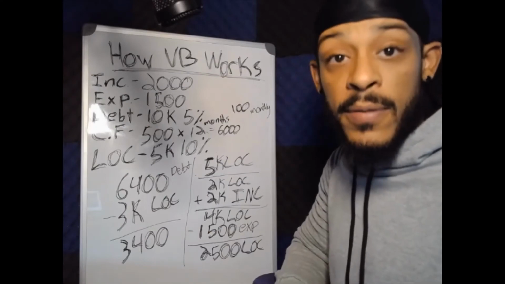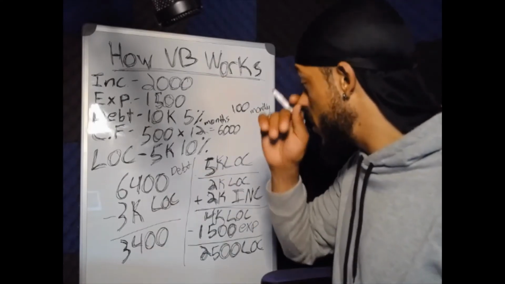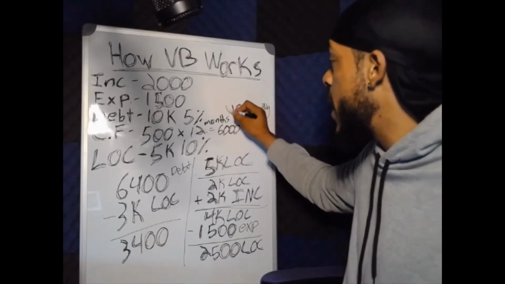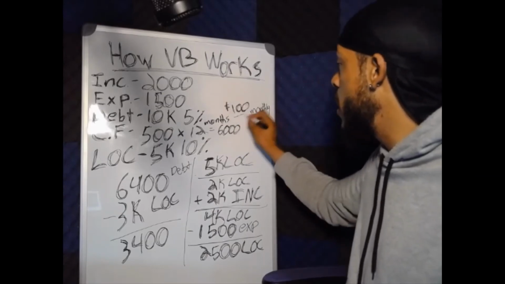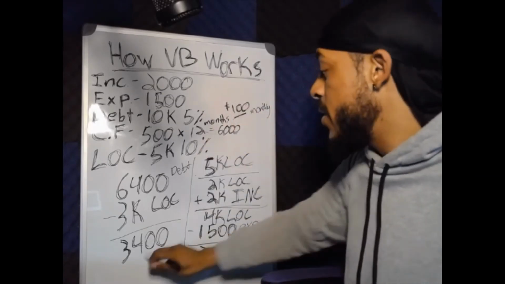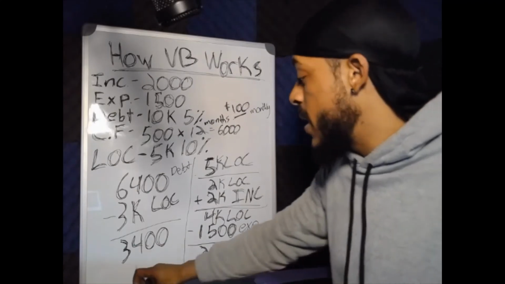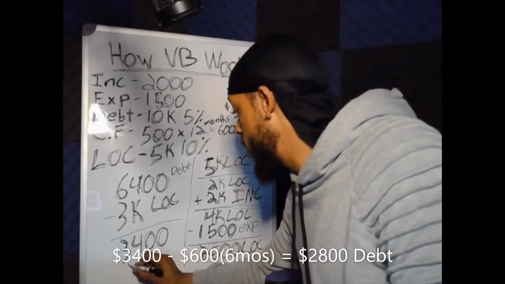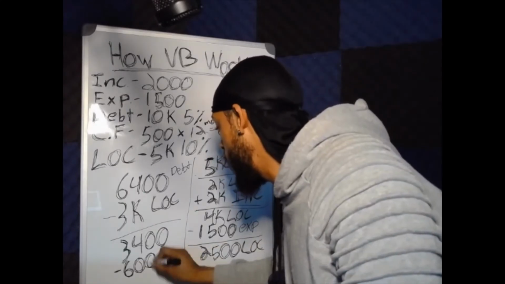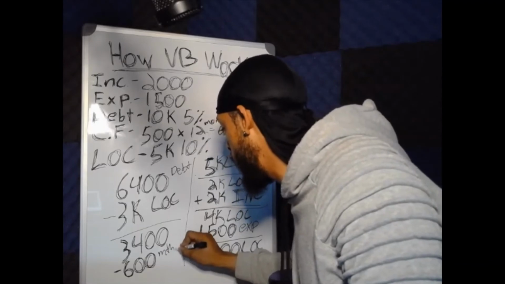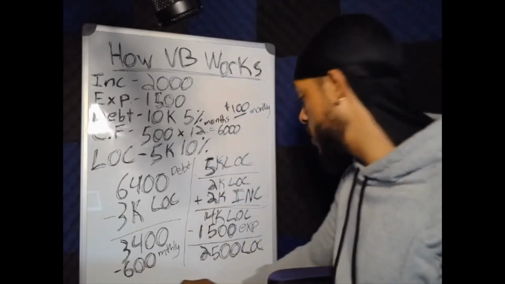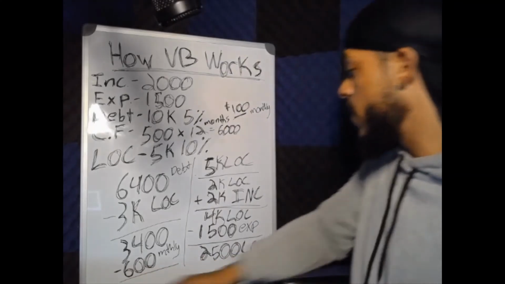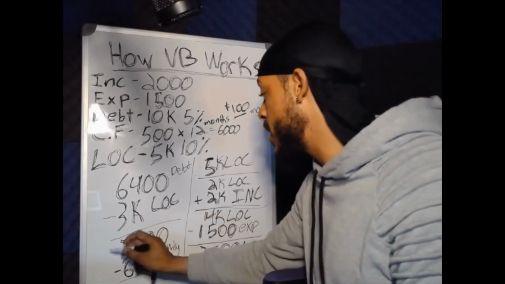Month 12, this balance would be 2,800. Why? Because we're still making $100 payments monthly, right? So another 6 months, this is brought to 2,800, and now it's monthly payments, right? So $3,400 in month 6.